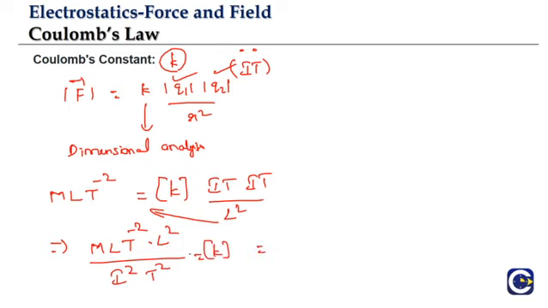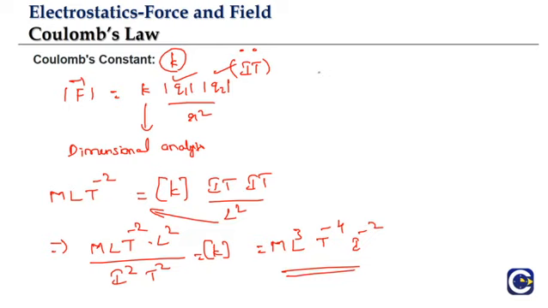Which will be nothing but M L cube T power minus 4, because T power minus 2 is in the numerator and another T square is in the denominator, so it will be T power minus 2, I power minus 2. So this will be the dimensional formula for Coulomb's constant K.